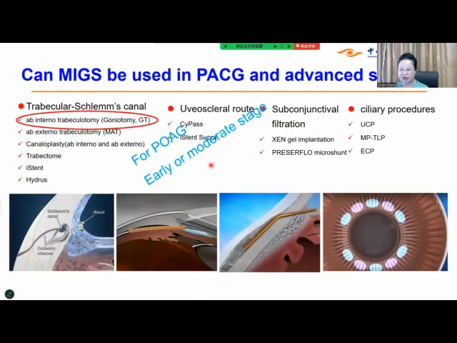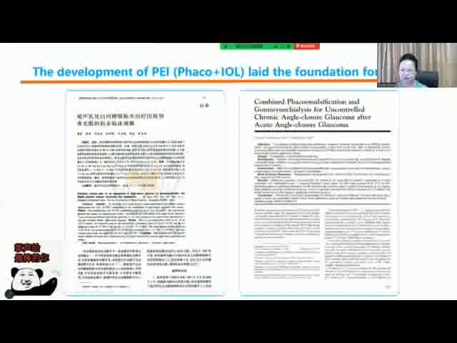On the other side, almost all the MIGS were aimed at POAG in the very beginning, and at the earlier moderate stage of glaucoma. Can MIGS be used in PACG at an advanced stage? I would like to take internal trabeculectomy, also called goniotomy (GT), for example, to discuss related issues.